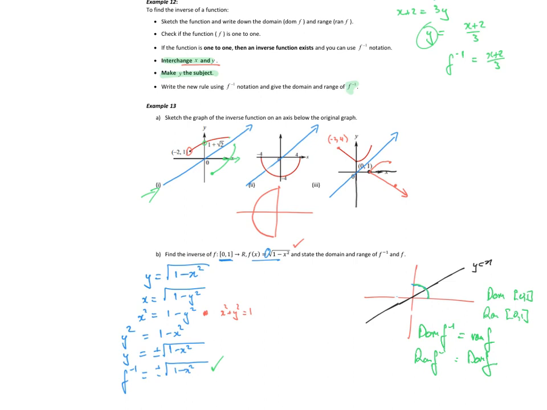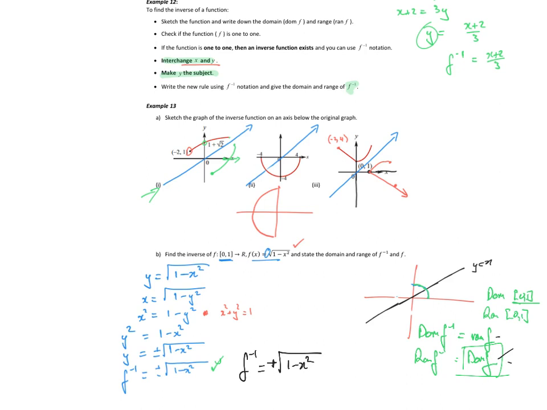So in here, the range of f inverse is the domain, which means I have to get positive values, which means my actual function has to be the positive square root of 1 minus x squared. That way I get the positive values that I need for here. Okay, so there's my domain and range.